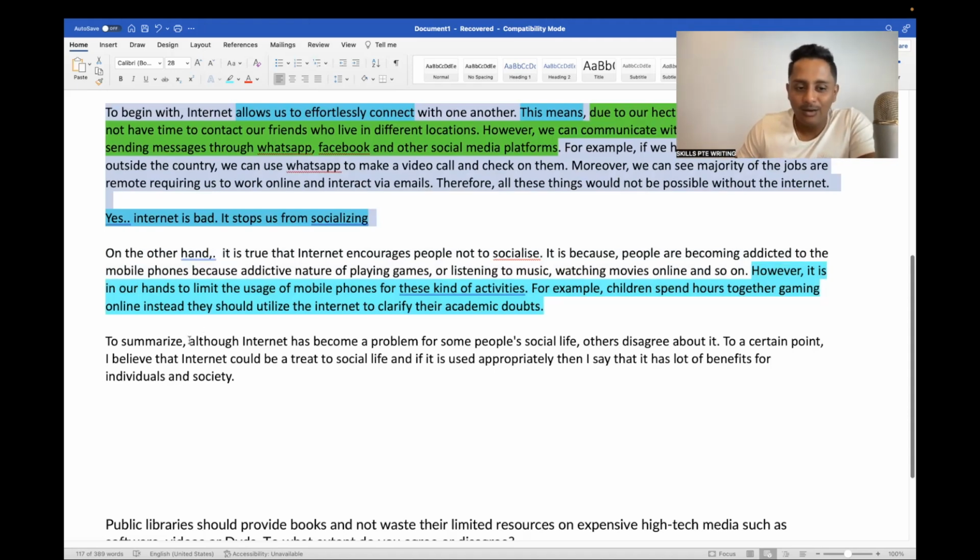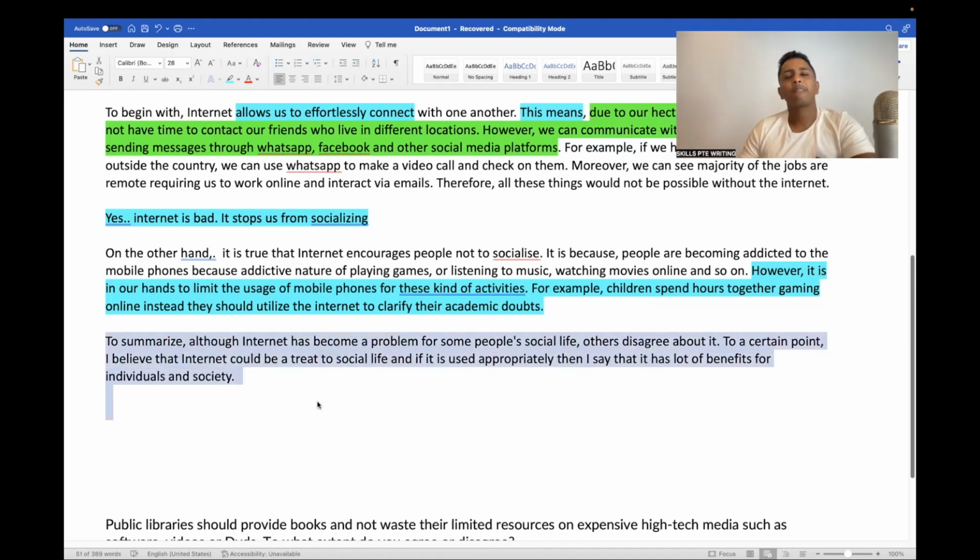To summarize, although internet has become a problem for some people's social life, others disagree about it. To a certain point, I believe that internet could be a threat to social life, and if it is used appropriately, a lot of benefits. No, no, no, no, no.